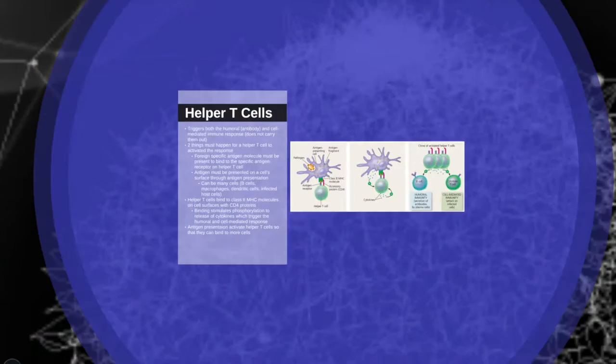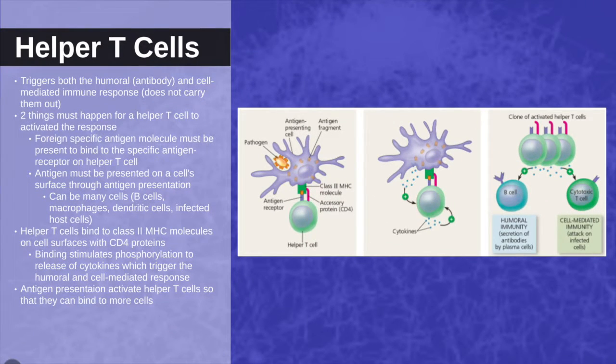Now, helper T cells' main function really is to trigger the humoral, or antibody, and cell-mediated responses, and they don't really carry them out. So when a helper T cell binds to the antigen fragments of a cell, for example, B cells, macrophages, dendritic cells, or infected host cells, it binds to those antigen fragments and the class II MHC molecule with the help of CD4 accessory proteins.